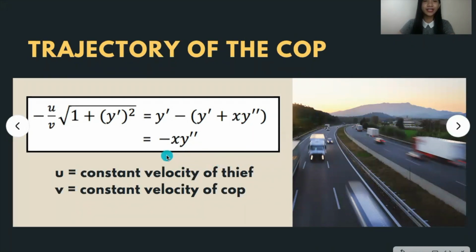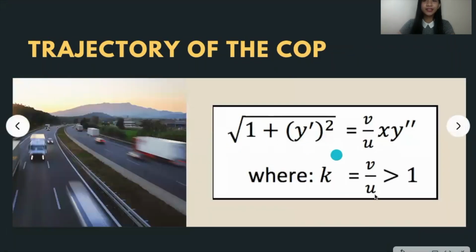So simplifying, we would be getting negative x y double prime. So from the given equation before, we just need to multiply both sides by negative v over u to be able to come up with this equation, wherein k is equal to v over u, greater than 1. So let us remember this because we will be needing this equation until the end of this derivation.